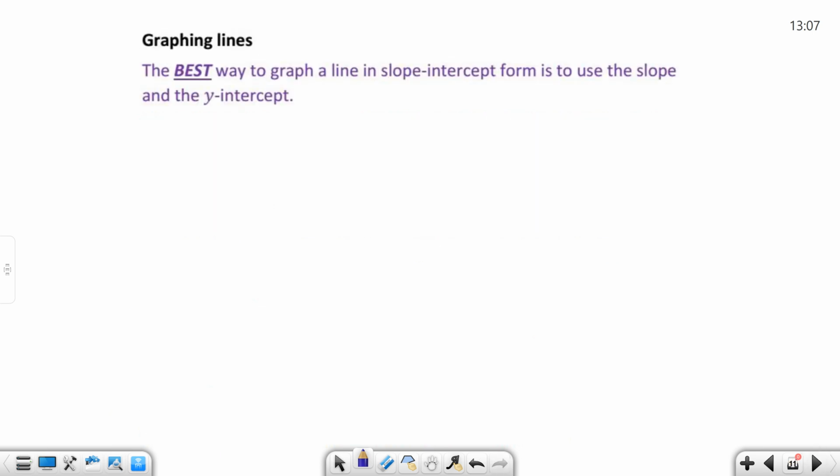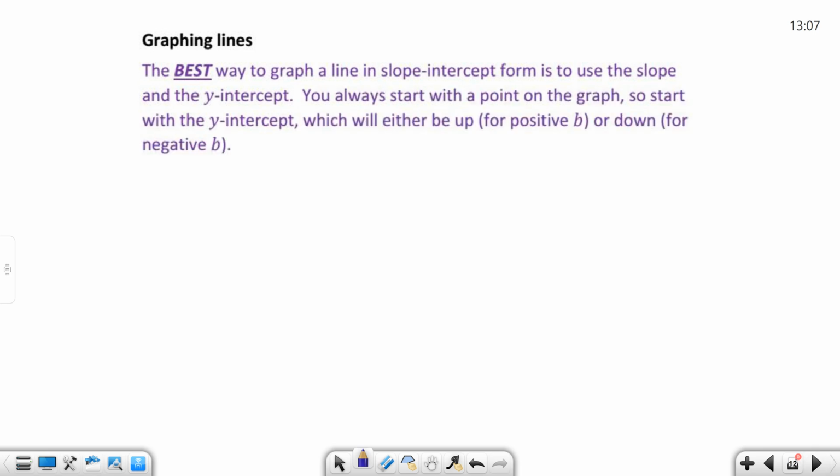All right? If you graph lines, the absolute, unequivocal best way to graph a line in slope-intercept form is to use the slope and the y-intercept. All right? There is no better way to do this. You always start with a point on the graph, so you start with the y-intercept because the slope only tells you how 2 points are related. So you have to know a point first. The point we know is the y-intercept, which is little b.